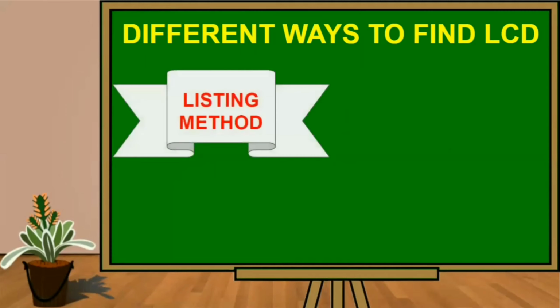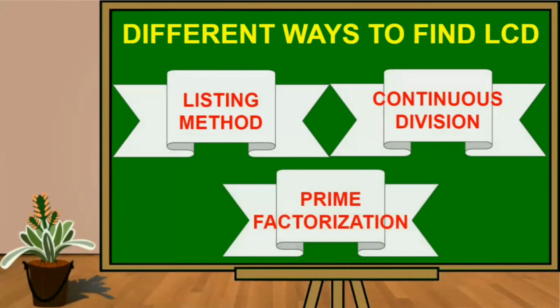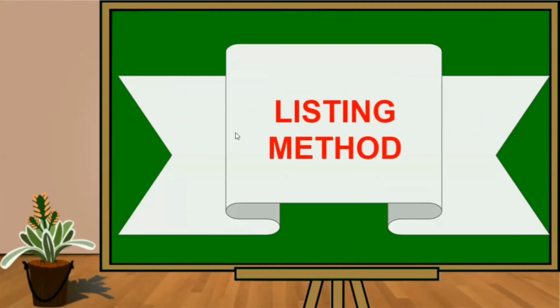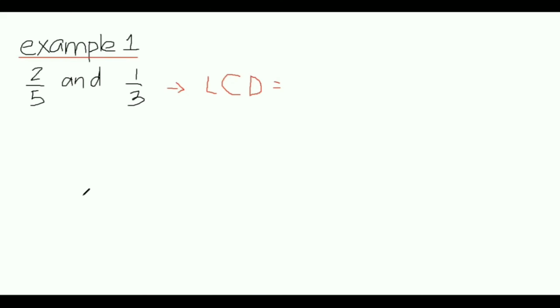So first is the listing method. Next is the continuous division. And the third one is prime factorization. Let's start with listing method. So our example number 1 is 2/5 and 1/3. So we are going to find the LCD of 2/5 and 1/3 using listing method.